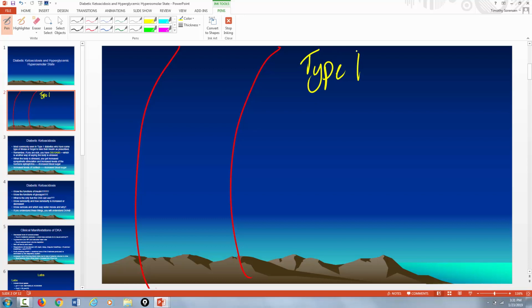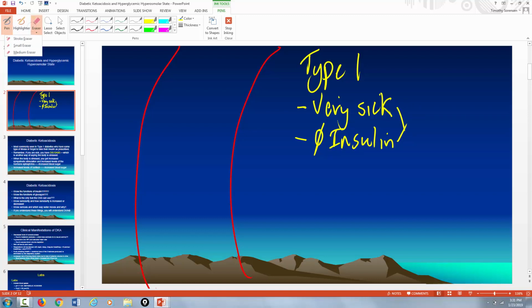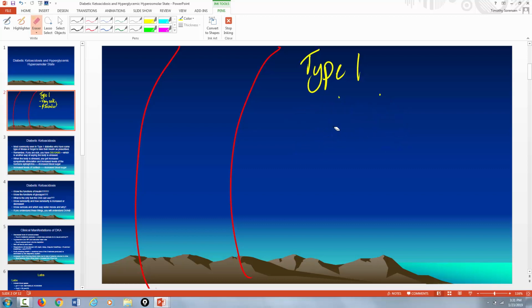insulin requiring. And they are either very sick or they are not taking their insulin, right? So they're not taking their insulin like they're supposed to. Or in some cases, it's actually a combination of those two. So let's talk about that for a minute, right? Let's look at the very sick for a minute.